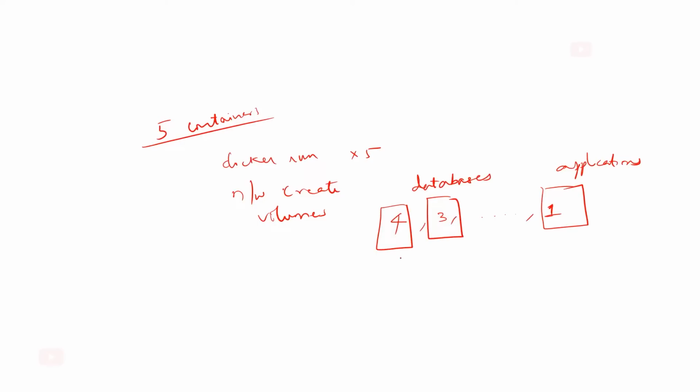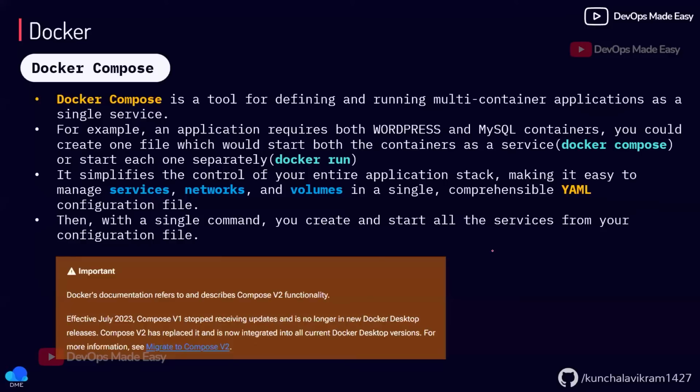So you need to first create the fourth container using docker run like this. And also, if I have to bring down the complete application, I need to use docker stop for all these 5 different containers. So this is practically very difficult to manage.